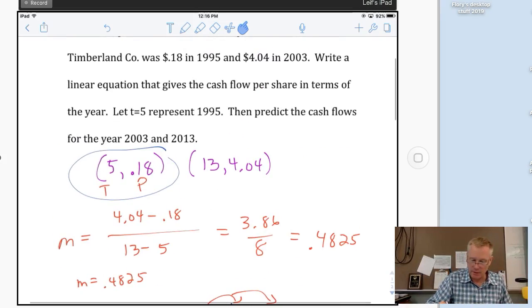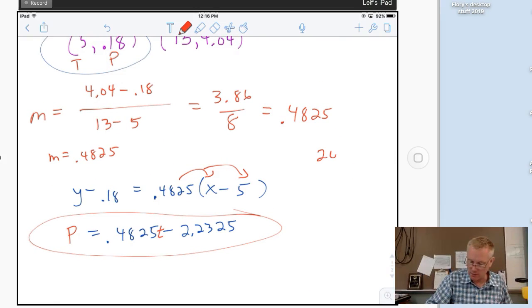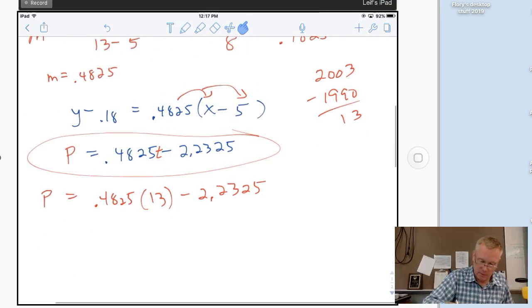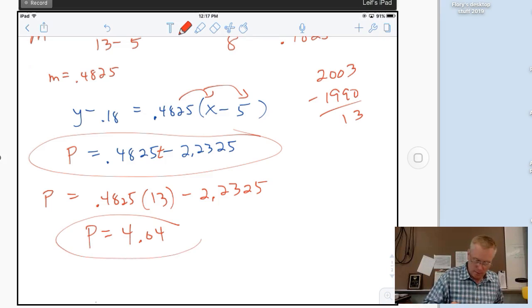So the first year they said was 2003, which means 2003 minus 1990 is 13. So I'm going to plug in 13 for T. 0.4825 times 13 minus 2.2325 will give me my profit, which will give me an answer of, so when I punch that in my calculator, I get 4.04, and that was for 2003.